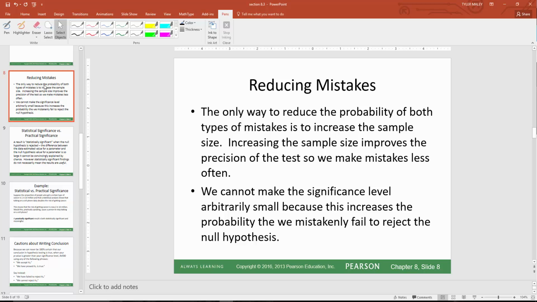And you might think, well, can't we just make the significance level really small? Well, it turns out we can't, because if we do this, then it increases the probability that we mistakenly fail to reject the null hypothesis. So there has to be this balance between the significance level and the sample size for the hypothesis testing to work well.